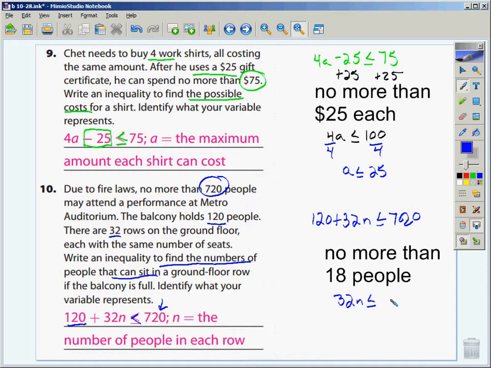32n is less than or equal to 600. When I divide by 32, it's less than or equal to 18.75. We're talking about people. How many people can be in the row? 18. At most 18. I can't have a part of a person sitting in a row.